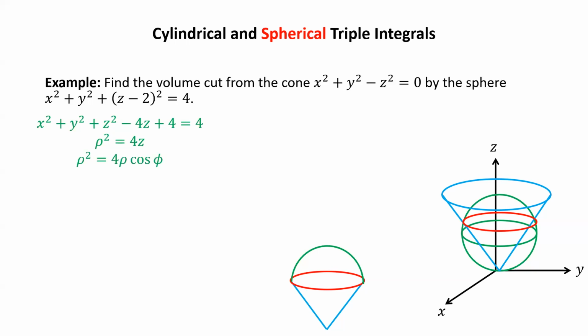Now z, remember, is rho cosine phi. Dividing out a rho on each side of the equation, we have rho equals 4 cosine phi. That is the equation of that sphere in spherical coordinates. Now what about the cone?